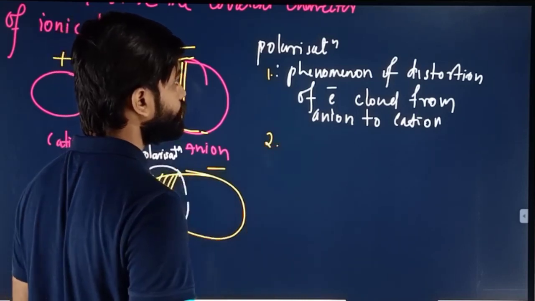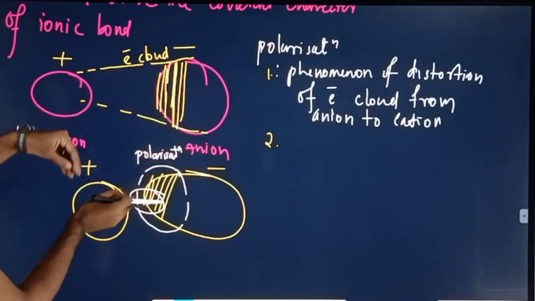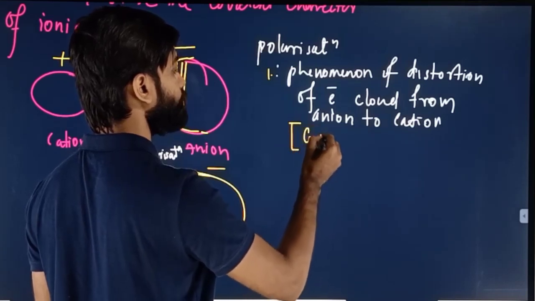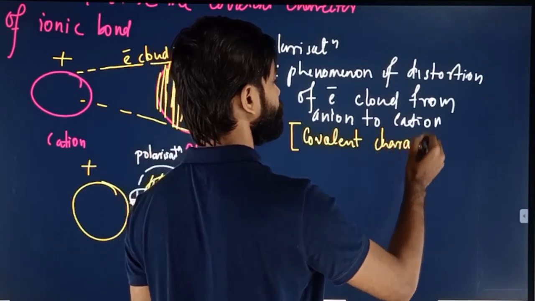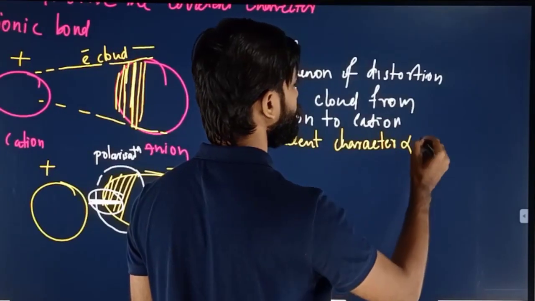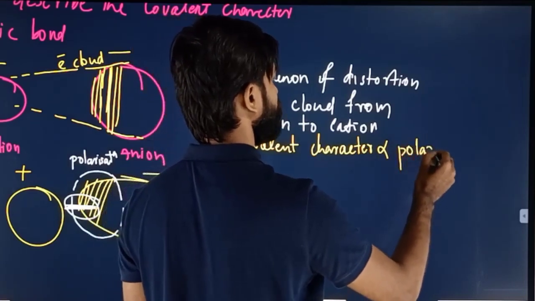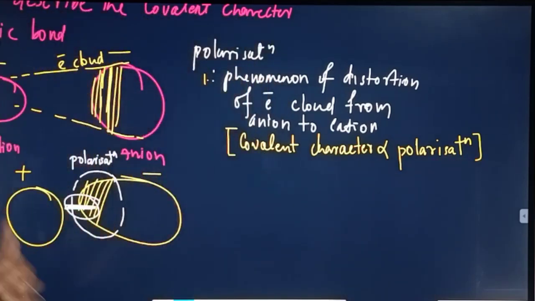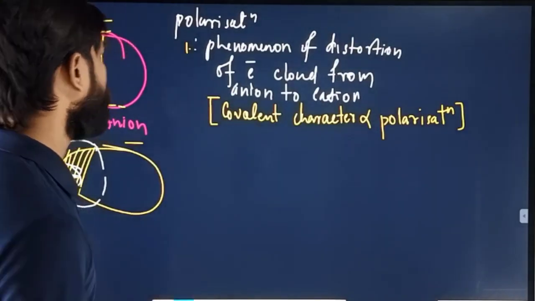Number 2. If the electron cloud is more distorted towards the cation from the anion, the covalent character increases. Greater the polarization, the greater the covalent character. Covalent character is directly proportional to polarization.